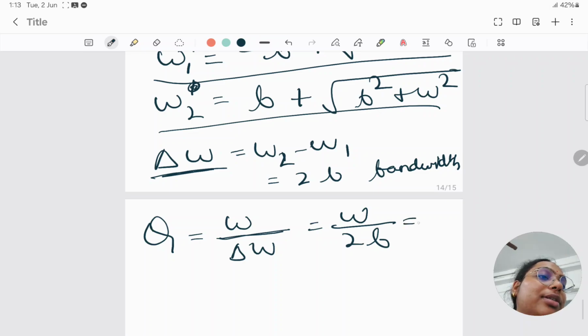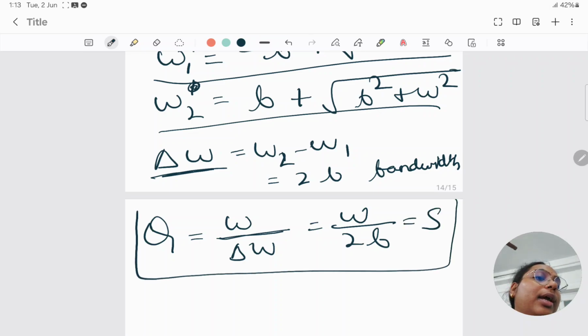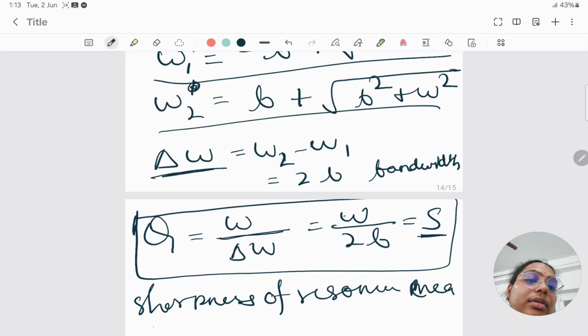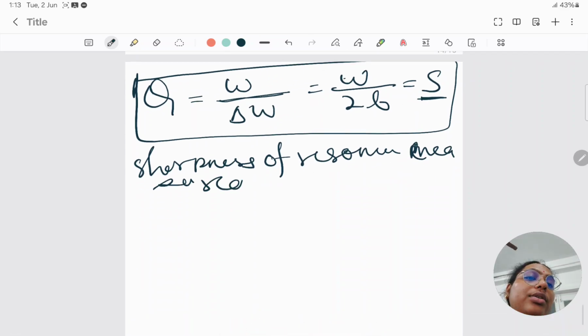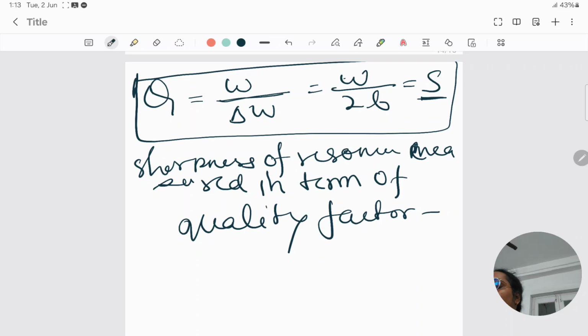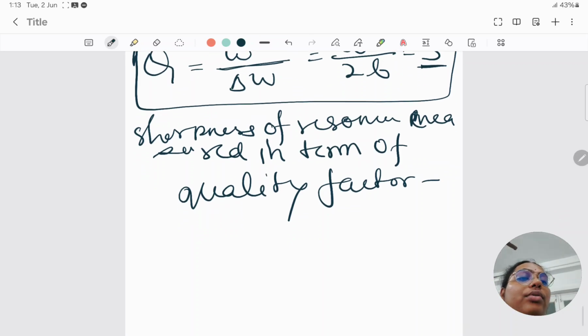So this is nothing but the sharpness of resonance. In the previous topic we discussed the sharpness of resonance, that was omega by 2b. That is the same as the quality factor. Means the sharpness of resonance can also be measured in terms of quality factor, for the forced oscillator. Okay, so that's all for the derivation of the quality factor.